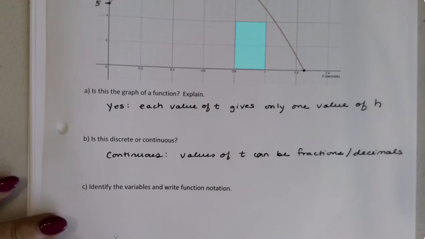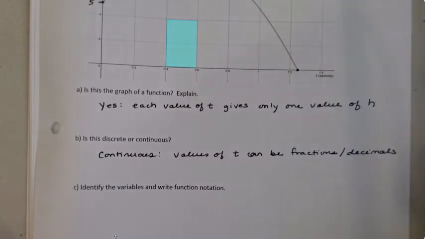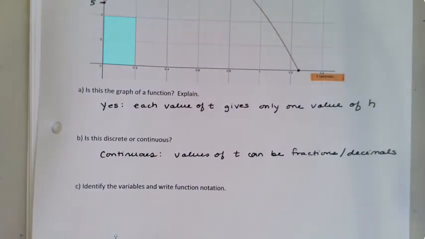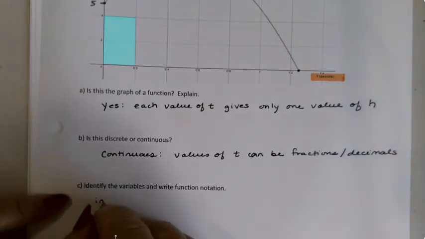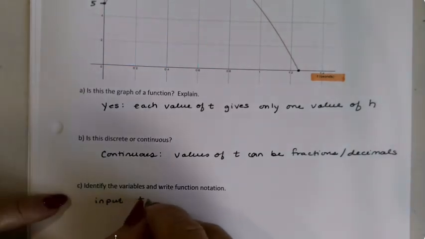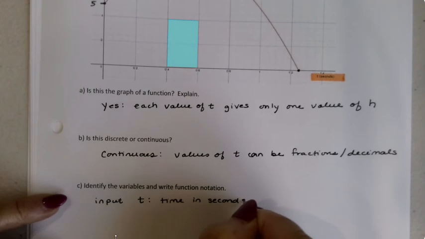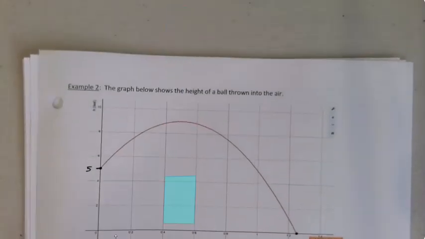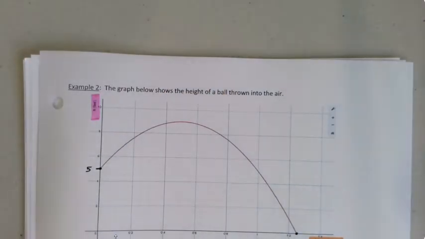All right, identify the variables and write the function notation. So let's start with our input. Input is always the horizontal axis. In this case, that's t. And that is our time in seconds. Output is always our vertical axis. And that's the height h given in feet.